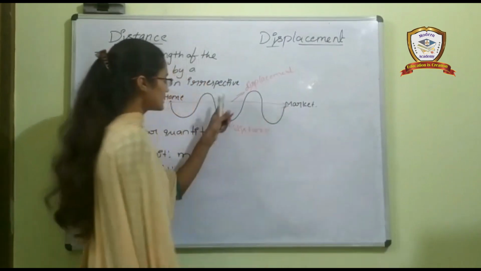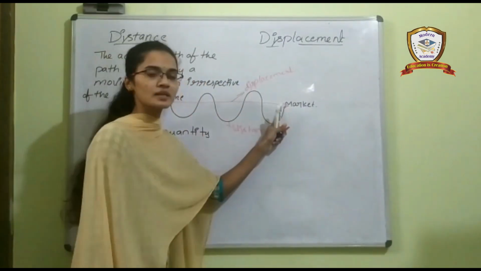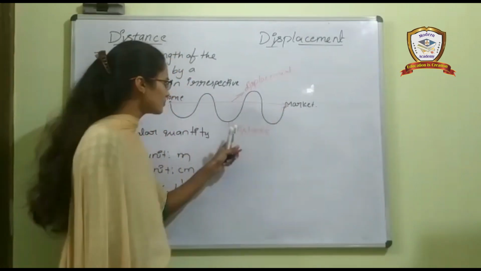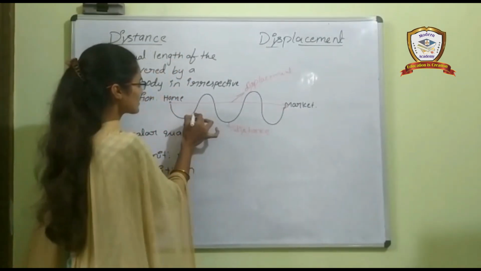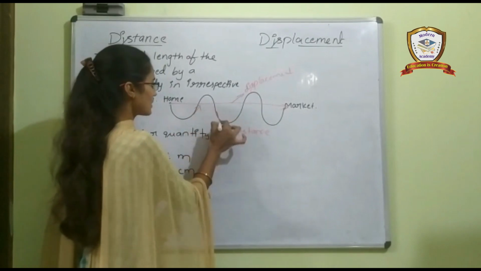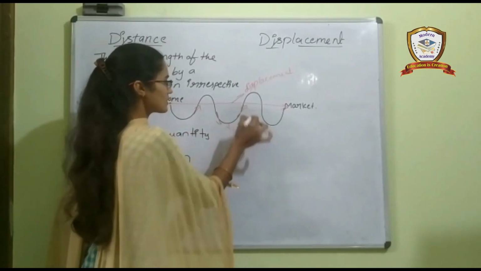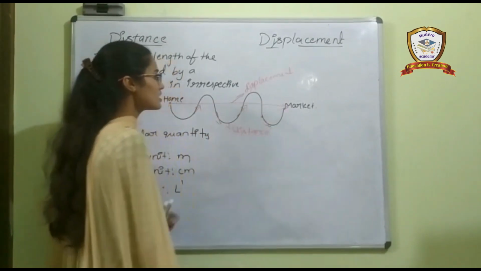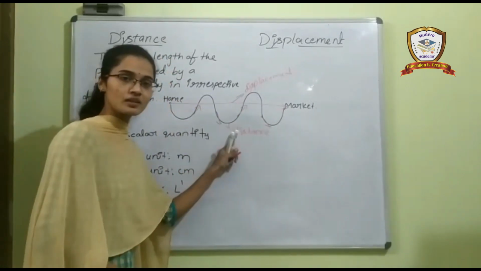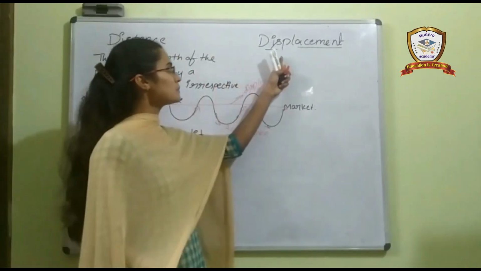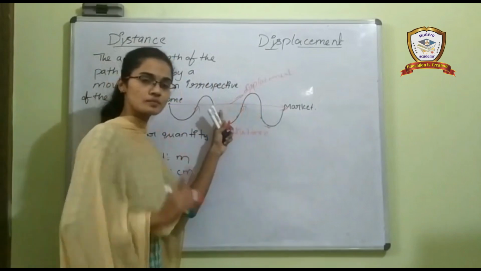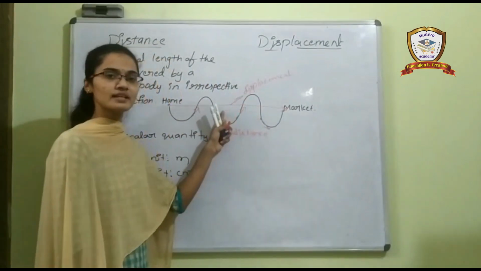Displacement having particular direction, that means it is towards east, and distance having so many directions. At this point this is the direction, at this point this is the direction, and at this point this is the direction. So it is having so many directions, that we call a distance. And displacement is having a particular direction, that we call a displacement.